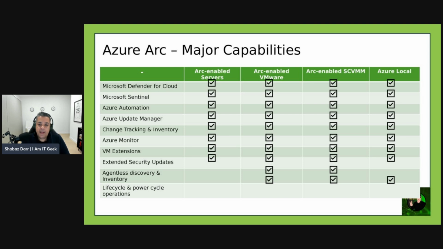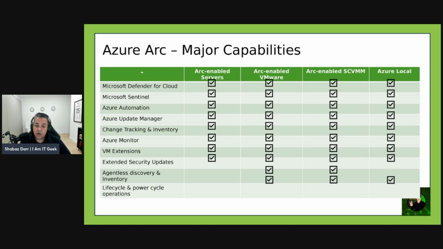Okay, so we'll talk about major capabilities, and we're going to focus a bit more on the Azure Arc enabled. So you've got the services on the left hand side there. So we've got Microsoft Defender for Cloud, Microsoft Sentinel, Azure Automation, Update Manager, Change Tracking and Inventory, Azure Monitor, VM Extensions, Extended Security Updates, Agent Discovery and Inventory, and we've got Lifecycle and Power Cycle Operations. I've got some more on the next slide, but let's focus on these for now.